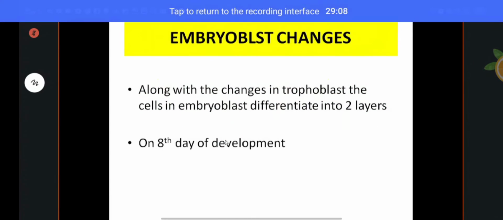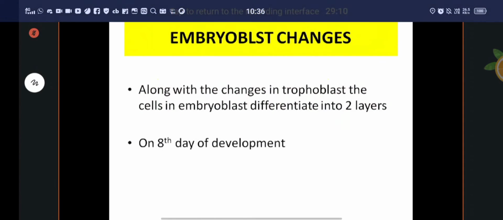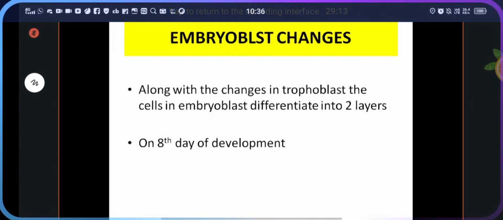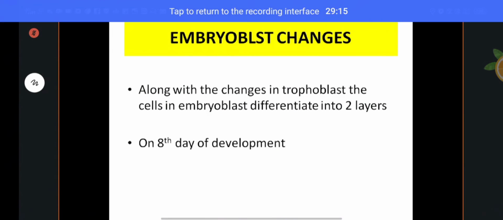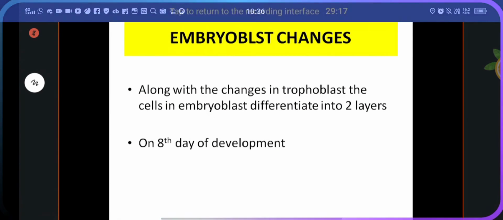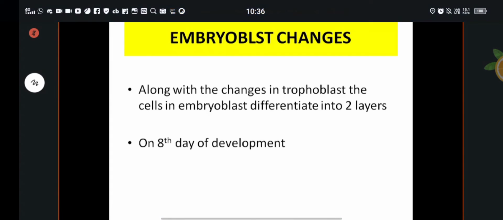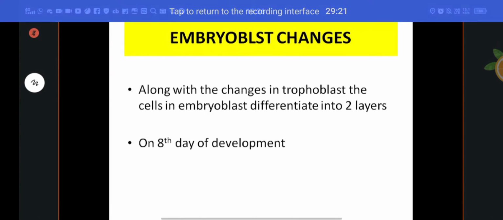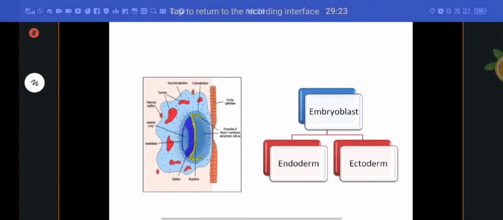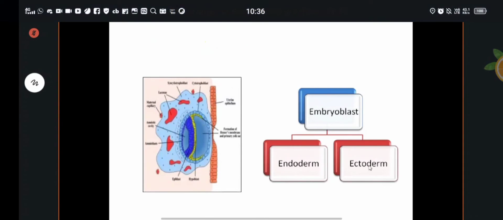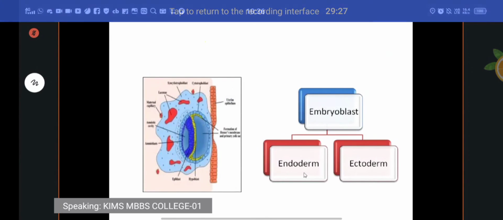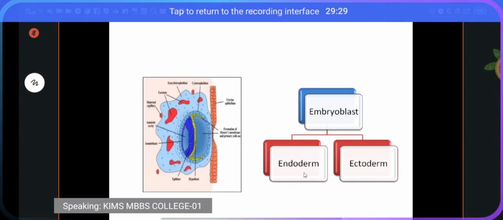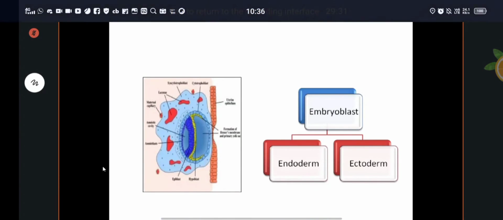Along with the changes in the trophoblast, the cells in the embryoblast also differentiate into two layers on the 8th day of development. The two layers which are differentiating are called germ layers. They are the ectoderm and endoderm. On the 8th day of development, along with the changes in the trophoblast, we see changes in the embryoblast also.